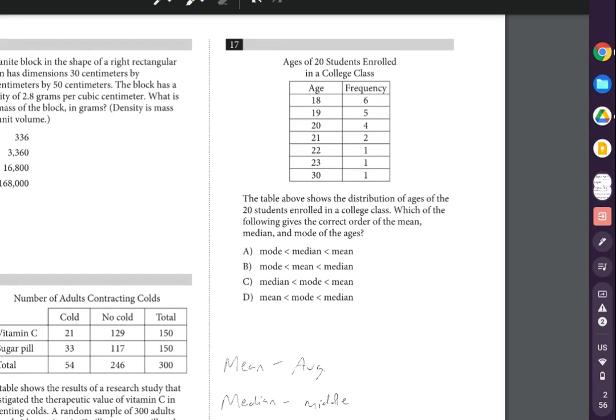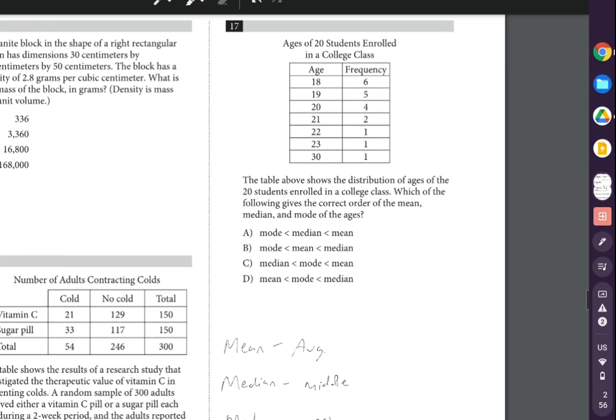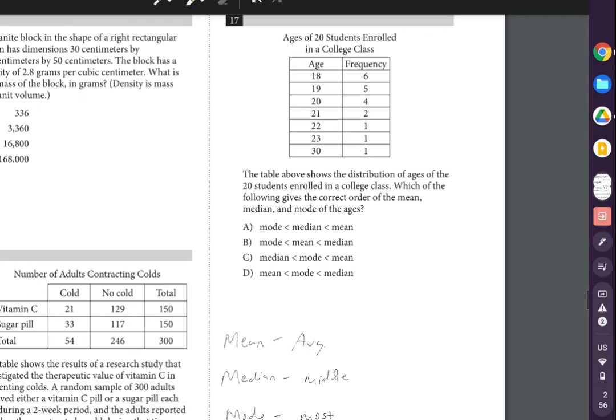Question number 17 from the official SAT practice test, test number 8. So this is on the calculator allowed math section, but it's a great example of a problem that you could easily solve without a calculator. So I'm going to start with drawing a really simple graph of this. So we have the number of students over here on the x-axis, and then the age down here. And again, really rough graph.